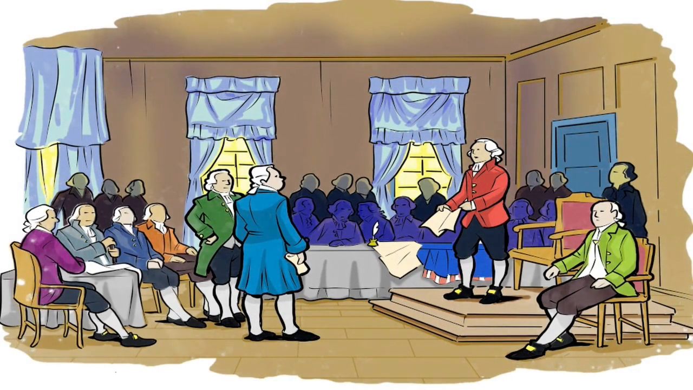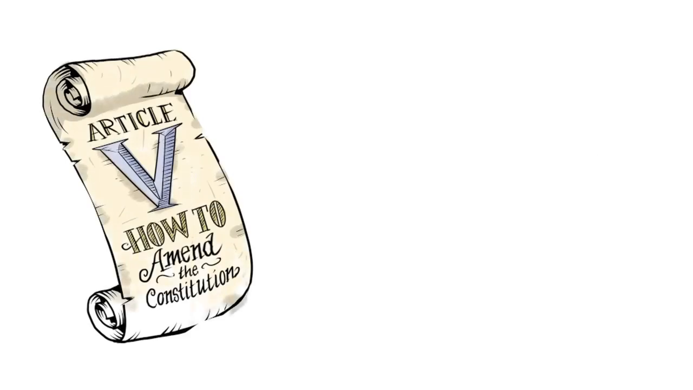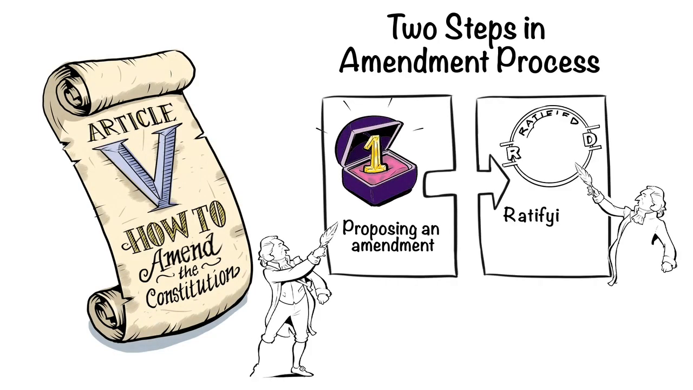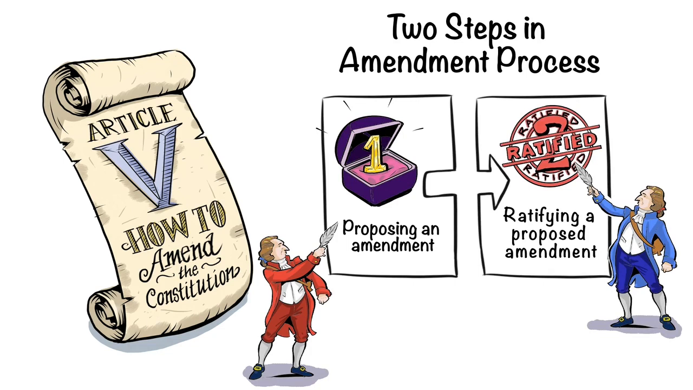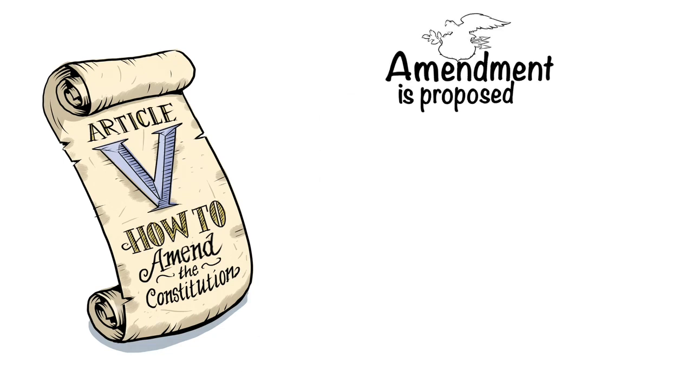So, how does one amend the Constitution? We need to look at Article 5 of the Constitution, because it tells us exactly how to do this. There are two steps in the amendment process: proposing an amendment and ratifying or approving a proposed amendment. There are two different ways to propose an amendment and two ways to ratify a proposed amendment.